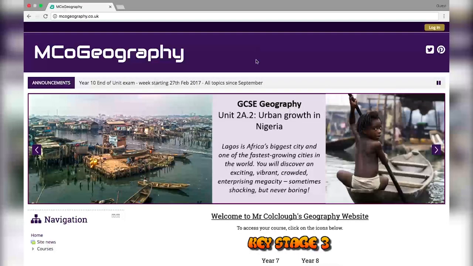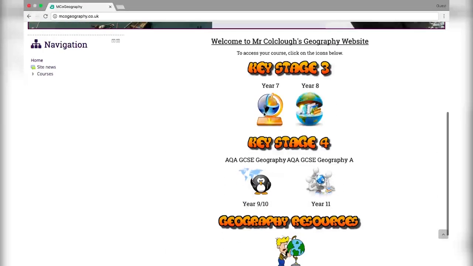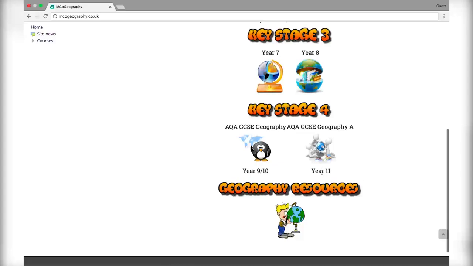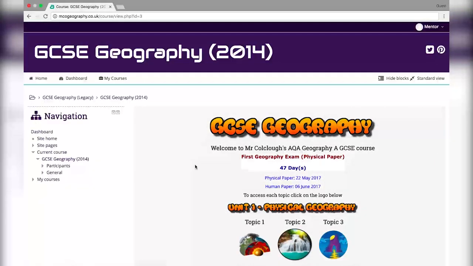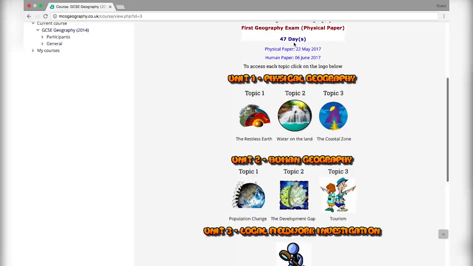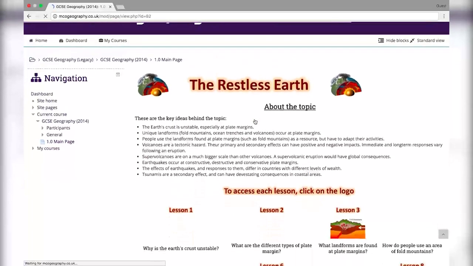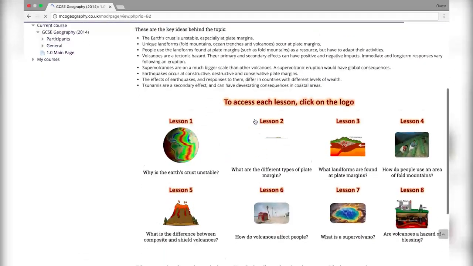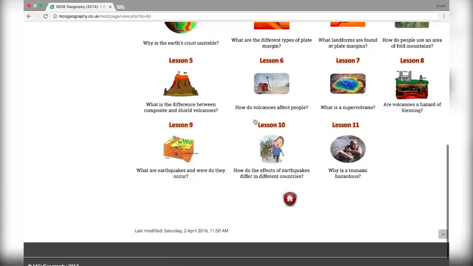The revision resources for geography can be found by navigating to mcogeography.co.uk, and there are 6 topics you need to revise in total, 3 physical and 3 human. Each topic has PowerPoints for each of the lessons that you can go back and review, and there are case studies and the textbook pages for you to use.